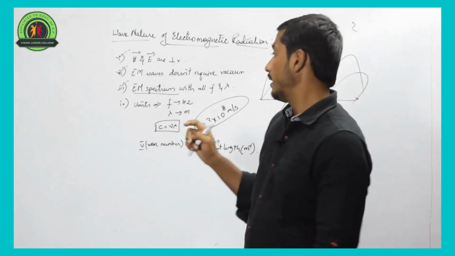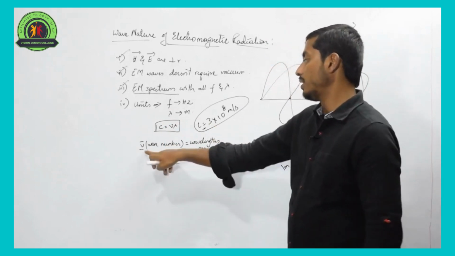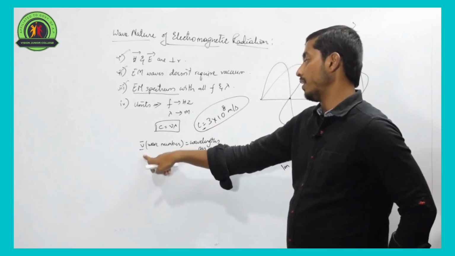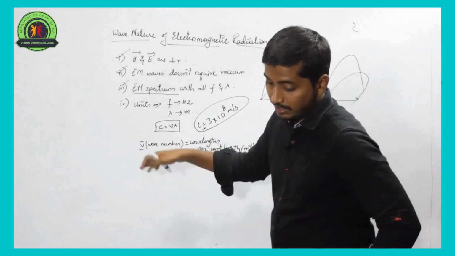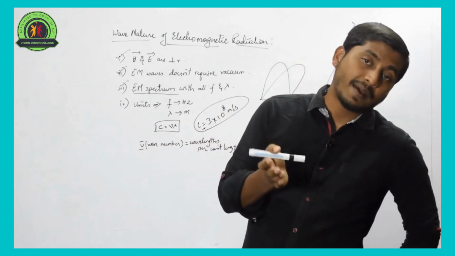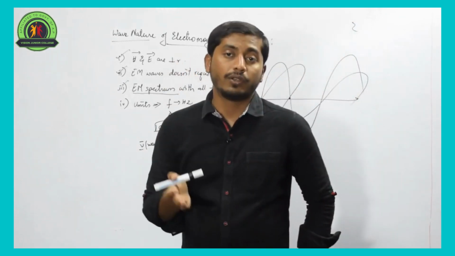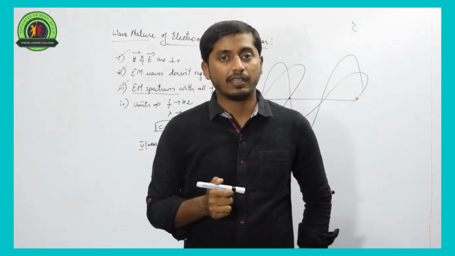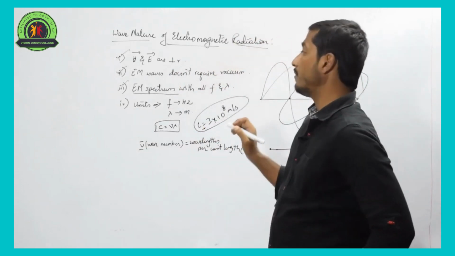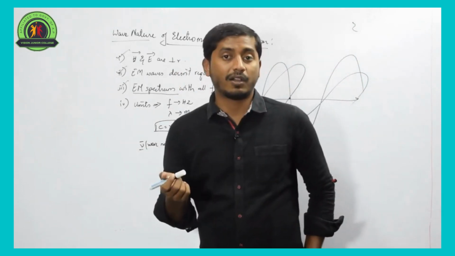Is it right? Is it clear? And one more thing, he defines it as wave number. He tells that wave number is the number of wavelengths that pass through a unit length. Is it clear? This is how he explains the wave nature.